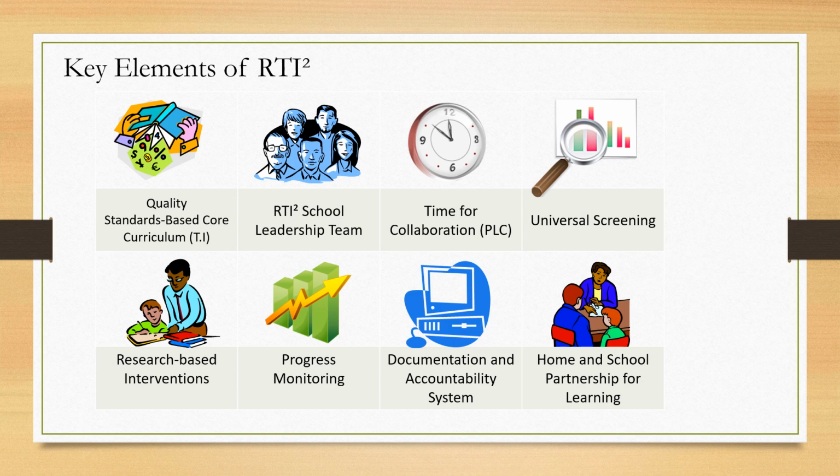RTI squared uses a universal screener for math and reading. We give that 3 times a year, 1 in the fall, 1 in winter, and 1 in spring. The data that I receive from that helps me gauge who needs some extra support.